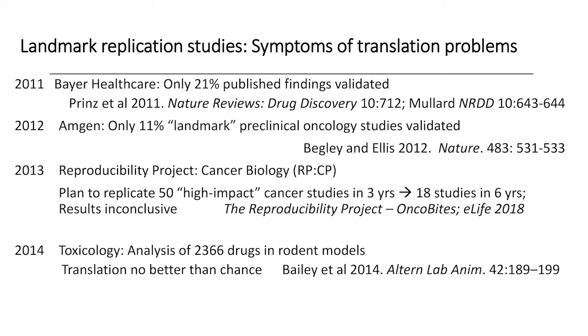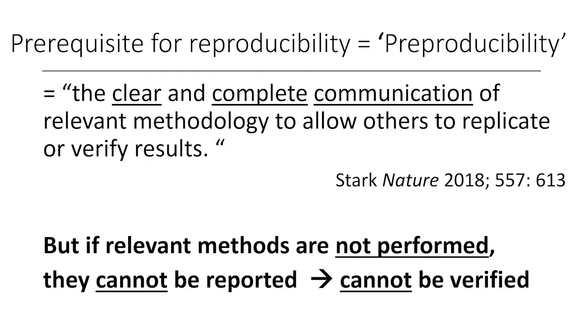So the situation is probably even more dire than that, because the famous landmark replication studies are definitely symptomatic of translational problems. Fair healthcare: roughly 1 in 5 published findings could be validated. The Amgen study of preclinical oncology studies: less than 1 in 10. The Reproducibility Project for Cancer Biology: the attempt was to replicate at least 50 high-impact studies. After massive cost and time overruns, they could only do about 18, with very inconclusive results. And in toxicology, an analysis of over 2,000 drugs in rodent models found results no better than a coin flip.